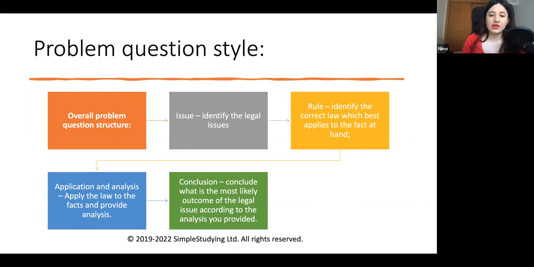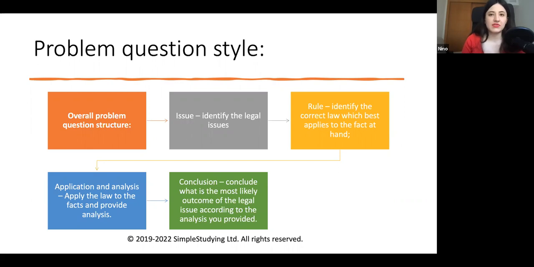Every time you discuss a new offense in actus reus and mens rea, you need to make sure that you clarify to the examiner that you understand the law and are able to apply it to the facts of the case. And at the end, you need to make small conclusions after the discussion of each offense, to say what would be the most likely outcome. Will the party that you're advising be charged with the offense? What is the likelihood of that?